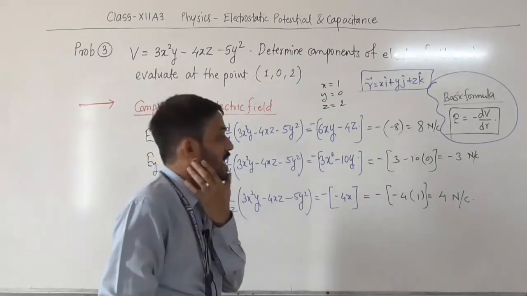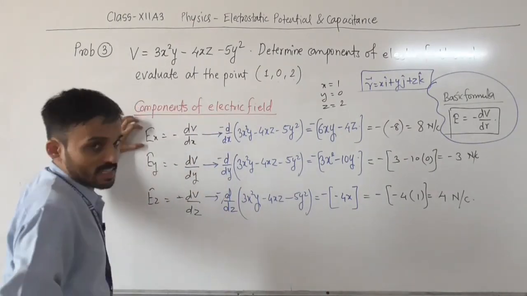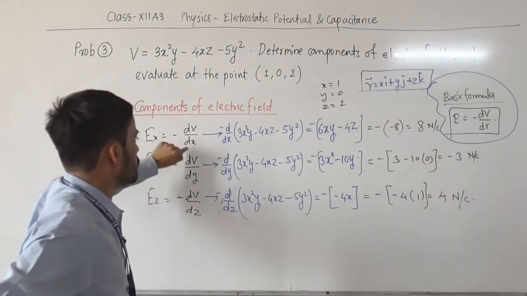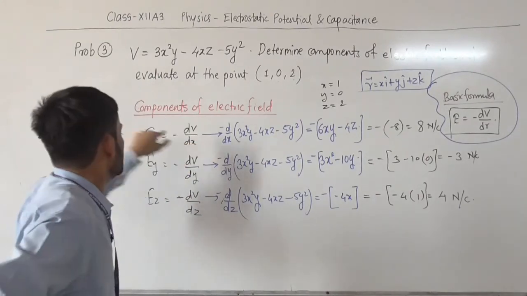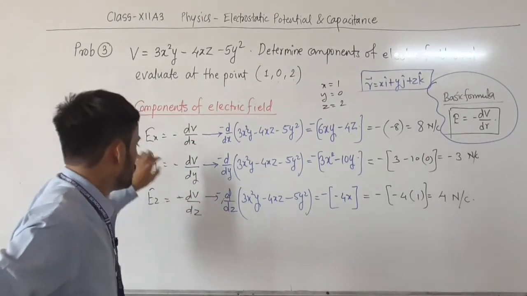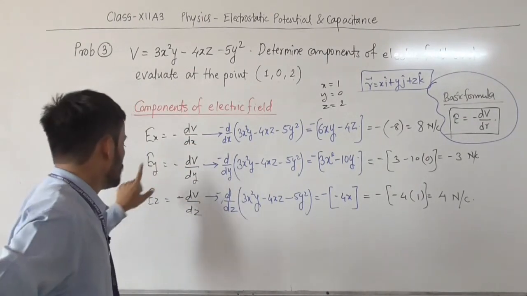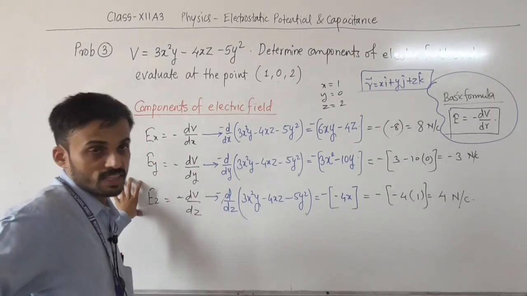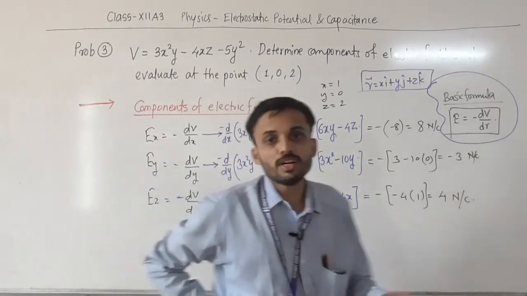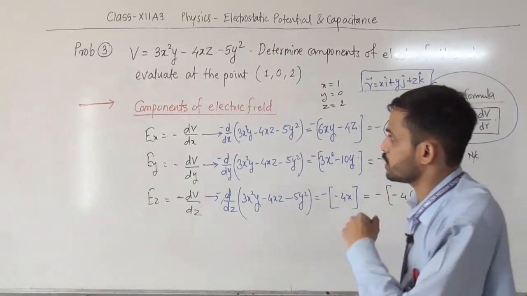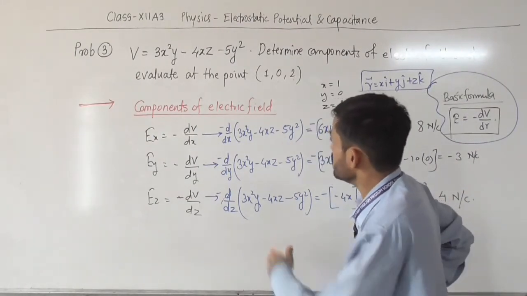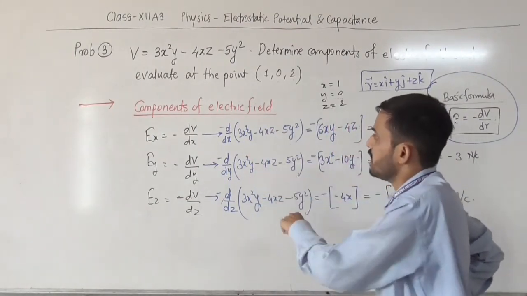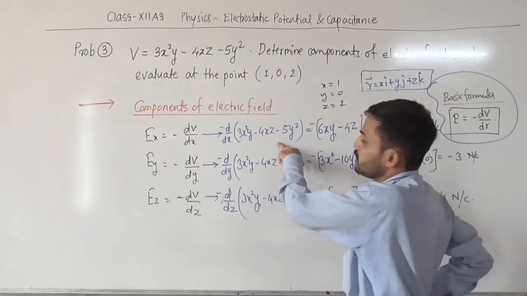dV by dr कैसे आएगा? Of course, Ex. If I want to calculate, then I will differentiate with respect to x. Ey, then I will differentiate with respect to y. And if it is Ez, then I will differentiate with respect to z. So first of all, if I am differentiating with respect to x, then I will be getting the differentiation of 3x square y minus 4xz minus 5y square.